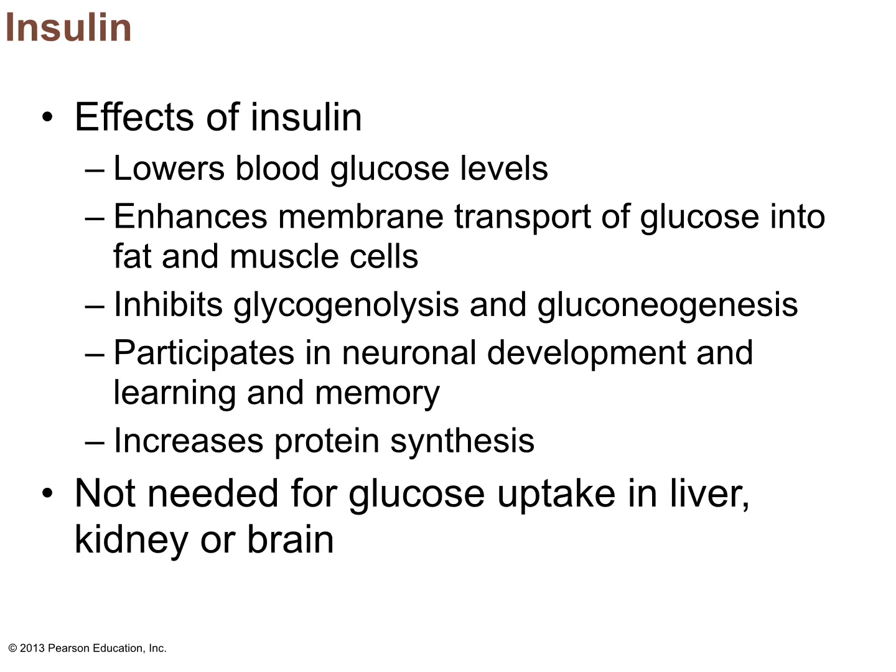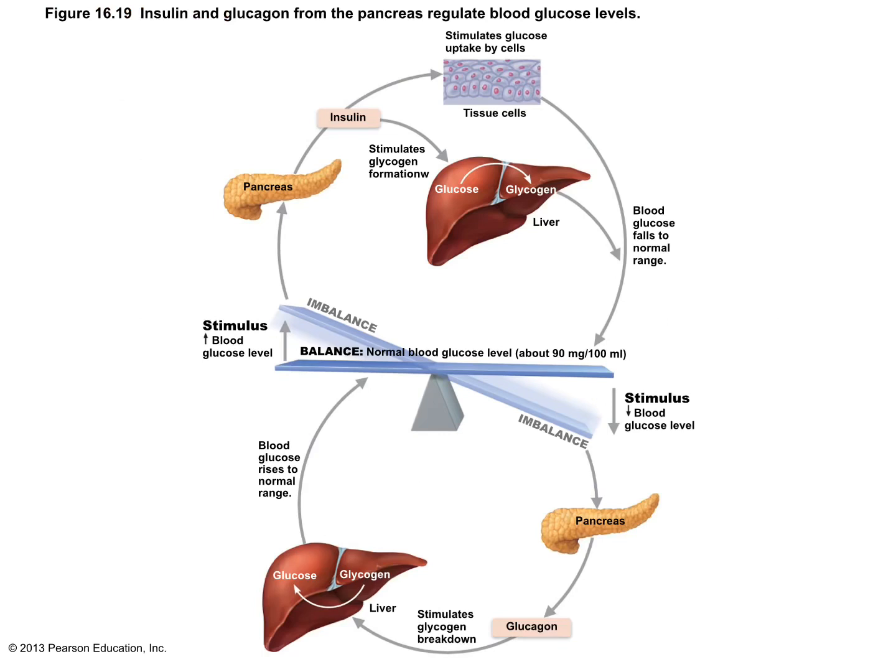Now, what else does it do? Well, it's going to inhibit the things that glucagon does, because they're antagonists. So it's going to inhibit glycogenolysis and gluconeogenesis. It also has a role in neuronal development, learning and memory, and it is an anabolic hormone, so it increases protein synthesis. On this slide, you can see the balance of blood sugar between glucagon and insulin, keeping everything within that level of homeostasis.